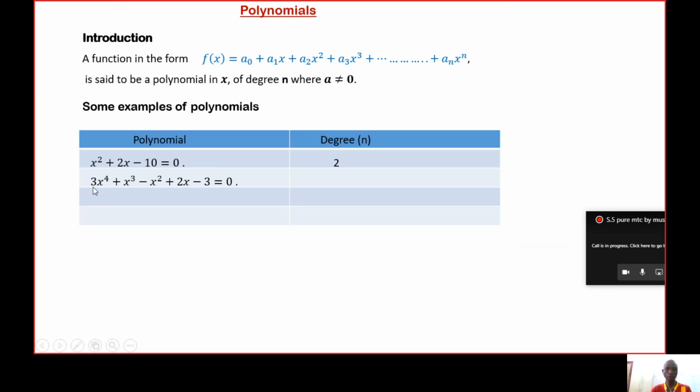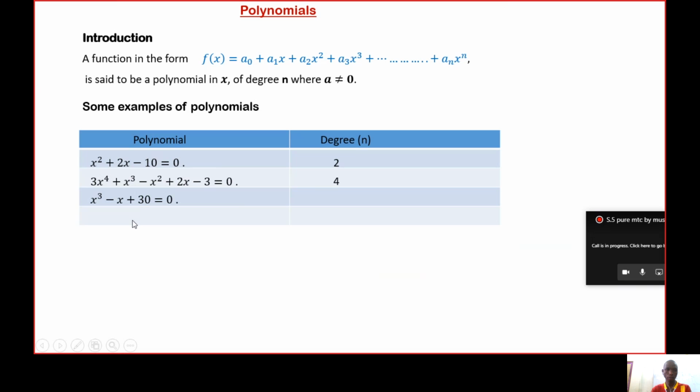The next polynomial we have is 3x^4 + x^3 - x^2 + 2x - 3 = 0. This is another polynomial. But the question is, it is of which degree? Check at the powers of x. What's the highest power of x in this polynomial? The highest power is 4. Therefore, we say the degree of this polynomial is 4. Let us look at another one.